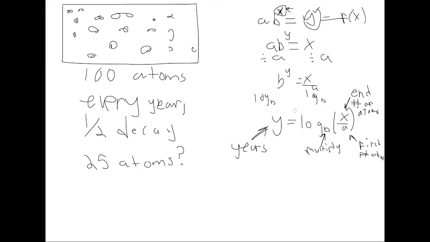So now we can actually use this to find out how many years need to have passed, right? So we can say x divided by a is 25 divided by 100, and we're going to take log base 1/2, equals y, which is the number of years. We haven't figured that out yet. And that will turn out to be 2. So 2 years need to pass, and that is our answer.